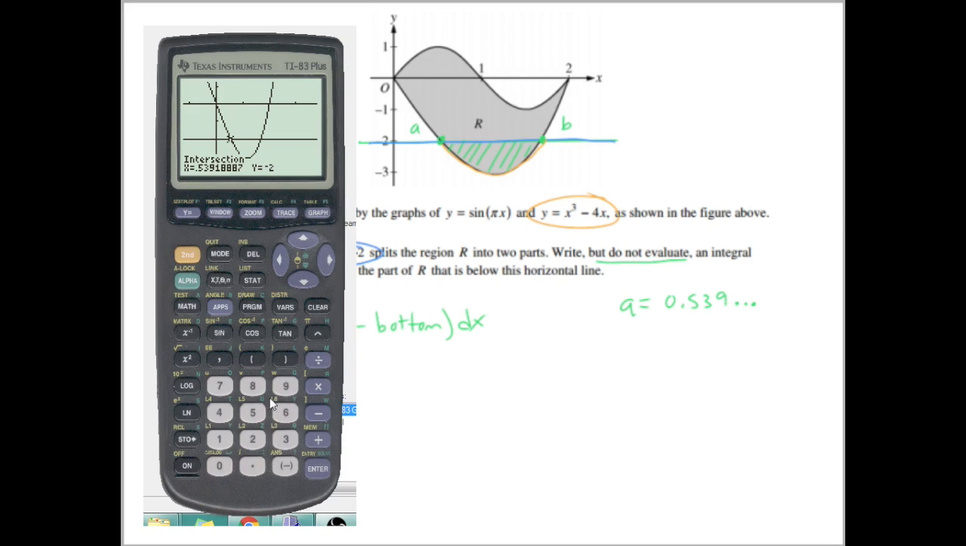And then to find the next point, to find b, we're going to hit second trace, go down to intersect, and then just move the cursor over to the right out here, enter, enter, enter. And then we get that b equals 1.675. So 1.675 with dots after it for the exact value.